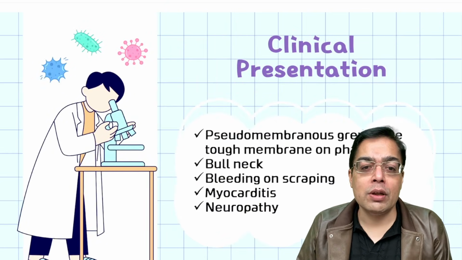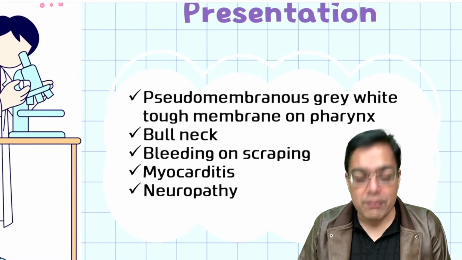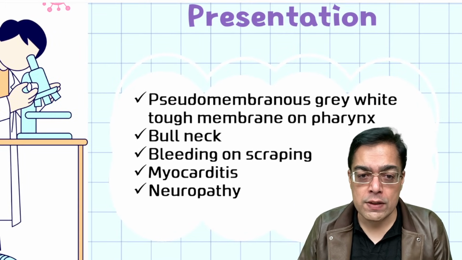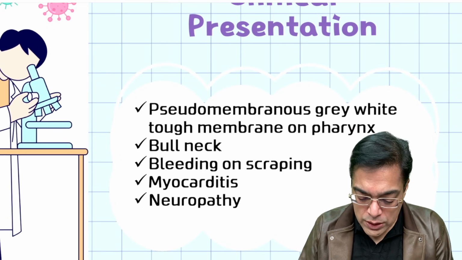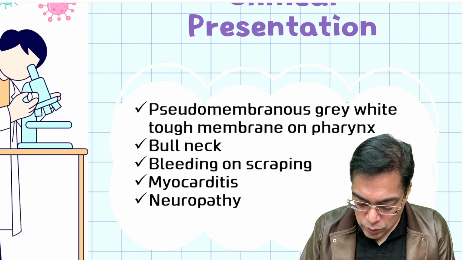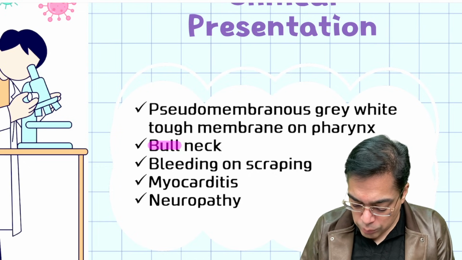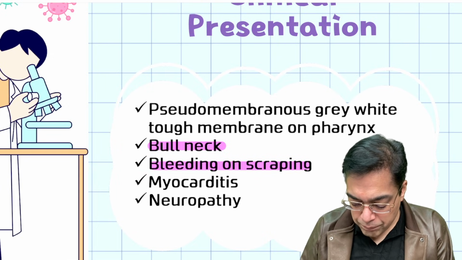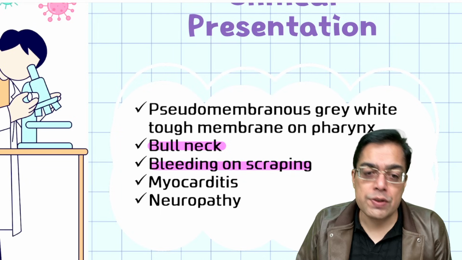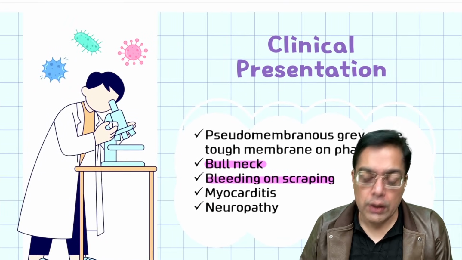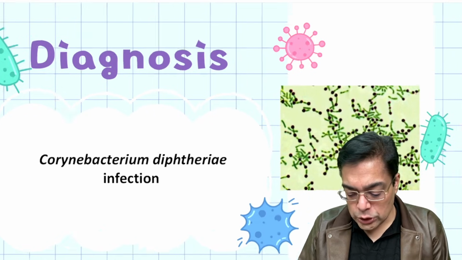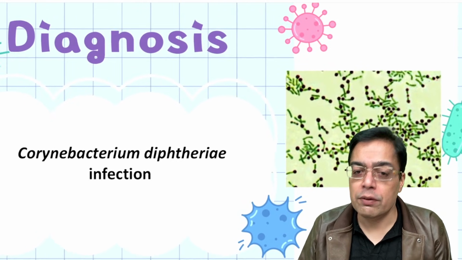The first one talks about a clinical presentation of a patient with a pseudomembranous gray-white tough membrane on the pharynx. The buzzwords in the exams can be a bull neck, bleeding on scraping, and complications like myocarditis or neuropathy. Of course, this is an easy one for you, because this is a picture of a patient suffering from Corynebacterium diphtheriae infection.